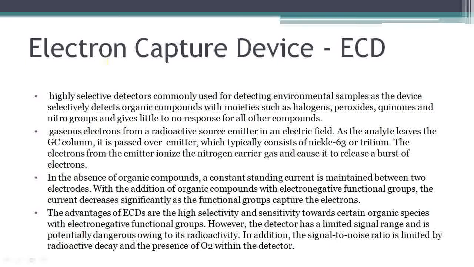So what actually happens, let us just go through the text. This detects specific organic compounds, such as halogens, quinines, peroxides, nitro groups. So this is used in pesticide detection, in pollution control, all that. So we have a radioactive source emitter. Why? Because we need electrons.